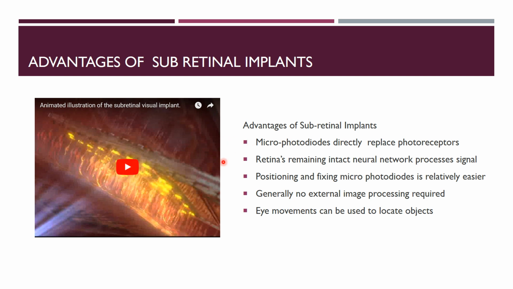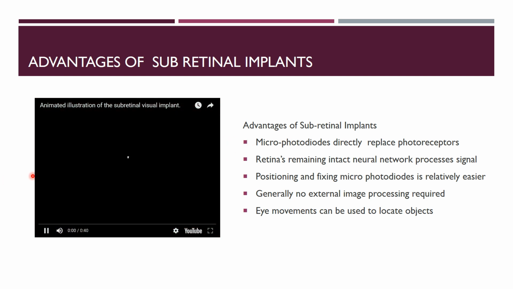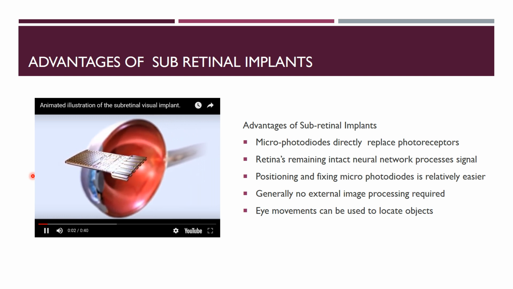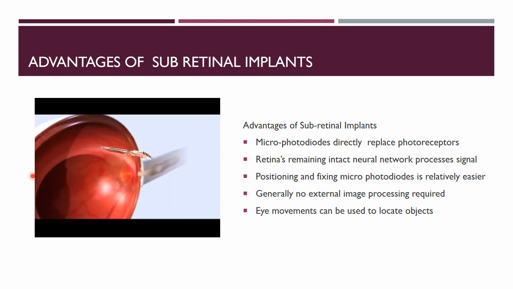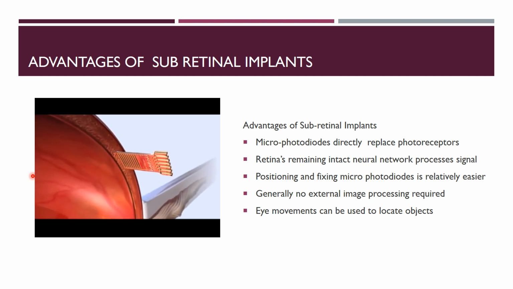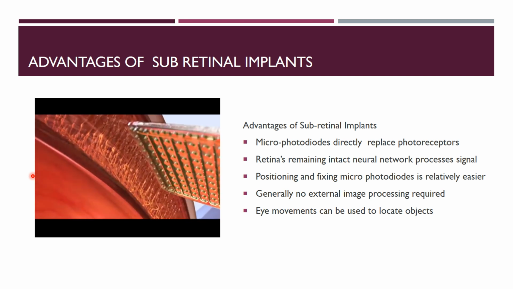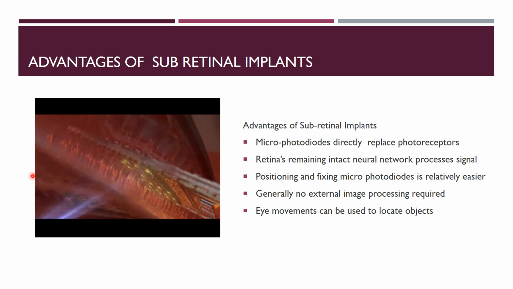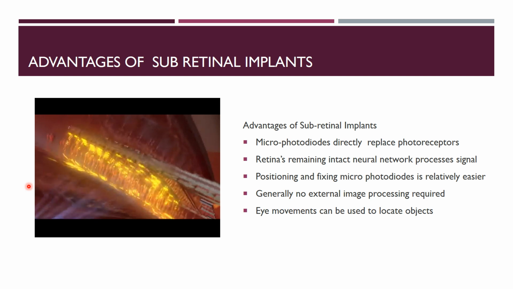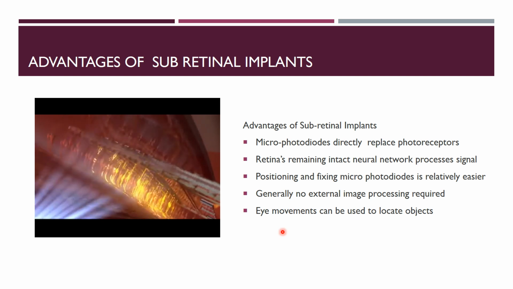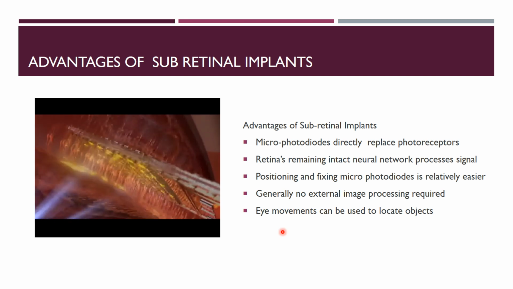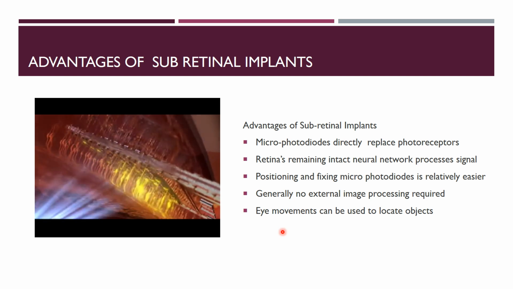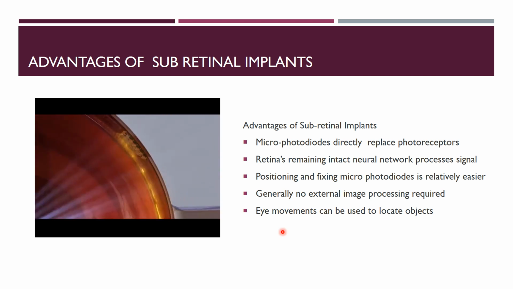So now, let's see some of the advantages of using subretinal implants. As we saw, the microphotodiodes directly replace the photoreceptors, while the retina's remaining neural network remains intact. So all the signal processing is still being done by the neural cells of the eye. The surgery which involves the positioning and fixing of microphotodiodes is relatively easier, and there is generally no external image processing required as in the case of epiretinal implants.